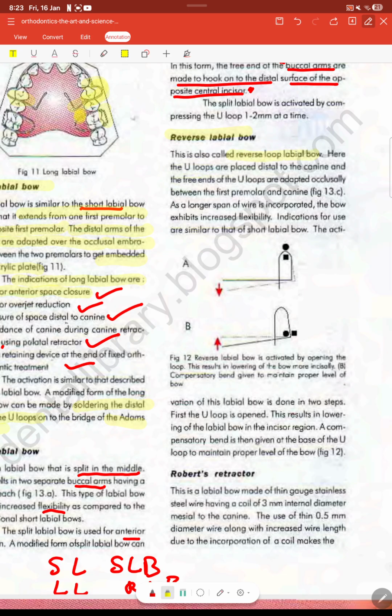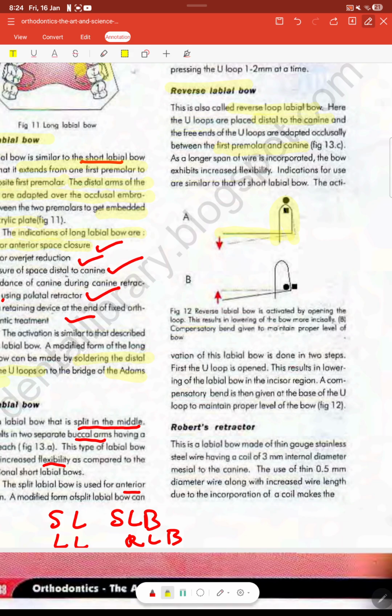Here the U loops are placed distal to the canine, and the free ends of the U loops are adapted occlusally, between the first premolar and the canine. The longer span of wire is incorporated, so the bow exhibits increased flexibility.